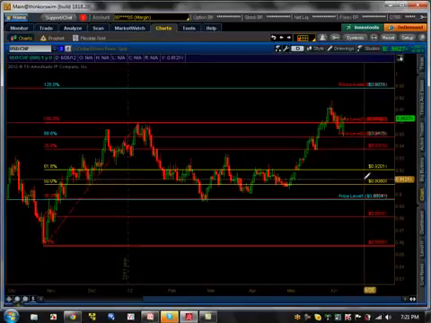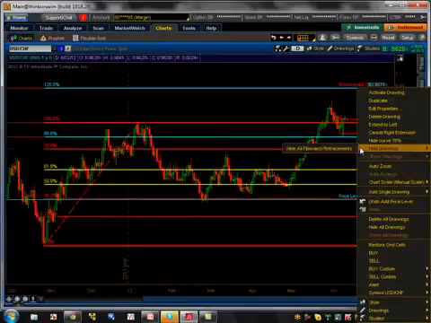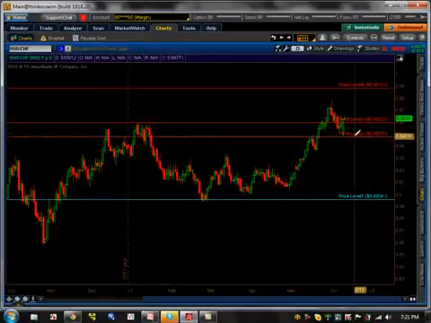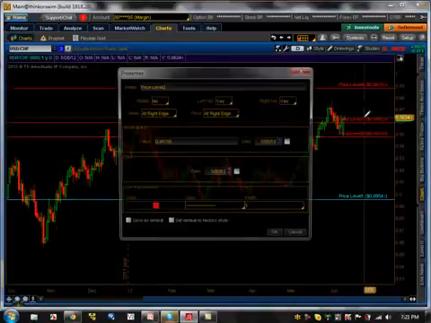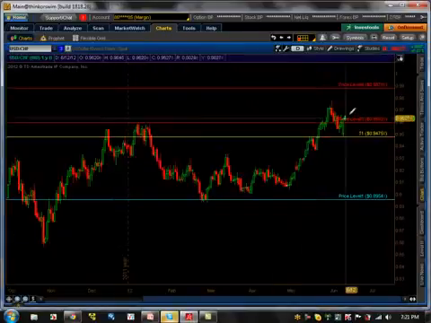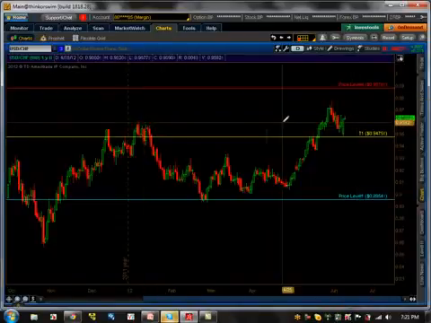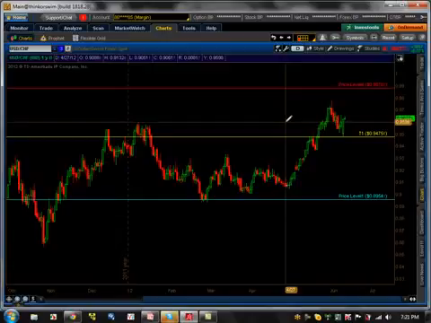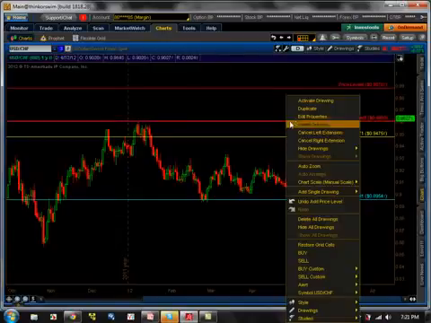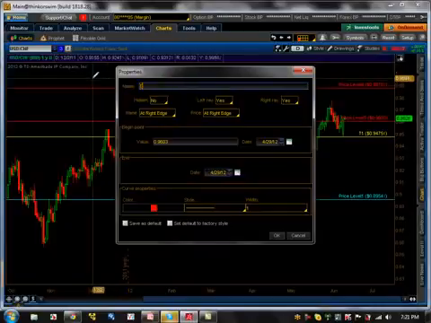So I could delete everything. Now I have a clean looking chart where this is my first profit taking level. I'll call this T1 and color it yellow. My second profit taking level, which I deleted, let's just say it's here. T2.